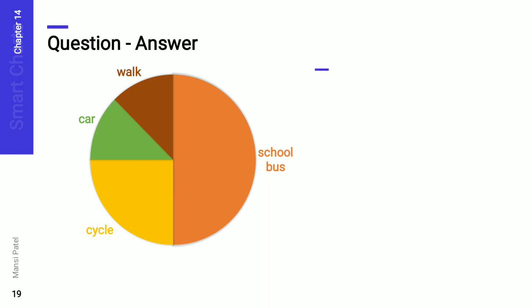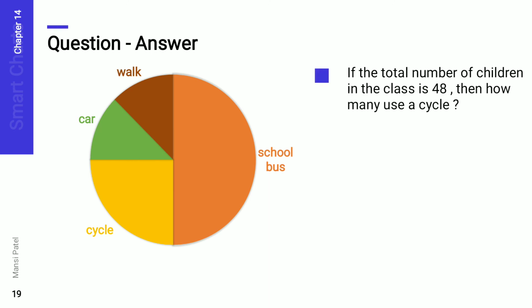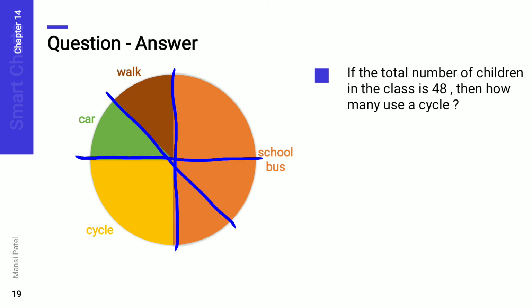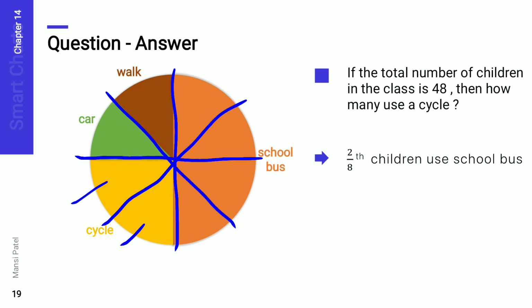Now the next question is, if again the total students in the class is 48, then how many use the cycle? So again we have to find out the fraction for the cycle. How many parts of this pie chart occupy the cycle? 2 parts are there. So we can say that 2/8 of the children use the cycle.